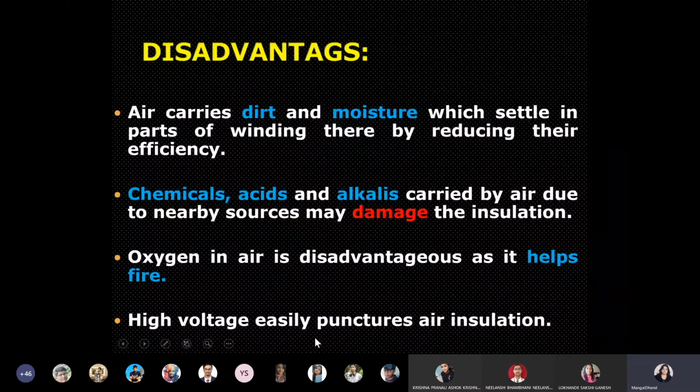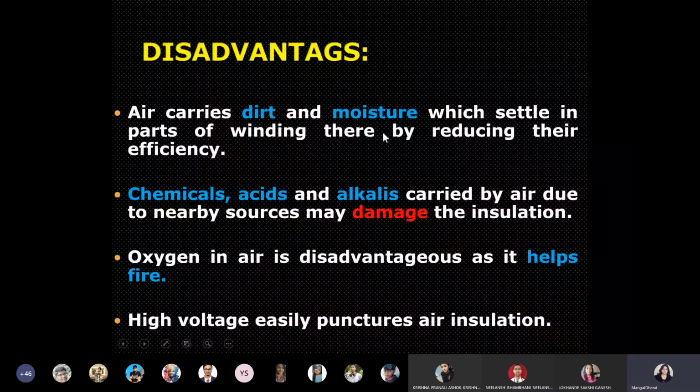Then what are the disadvantages of air? Air carries dirt. In the air, we cannot say what dirt is there, what moisture is there. Humidity is there, because humidity will also affect the breakdown strength of air.